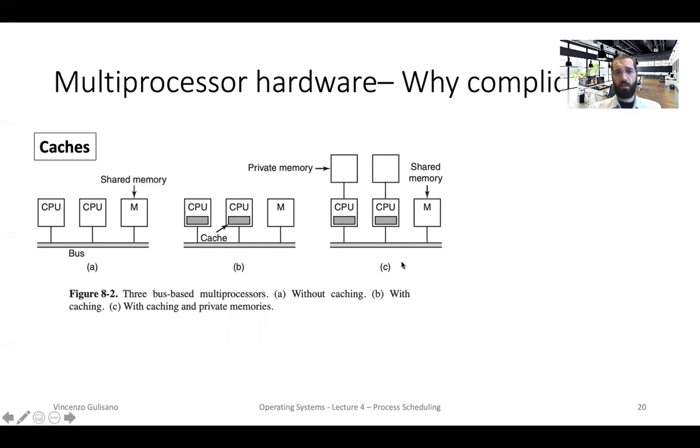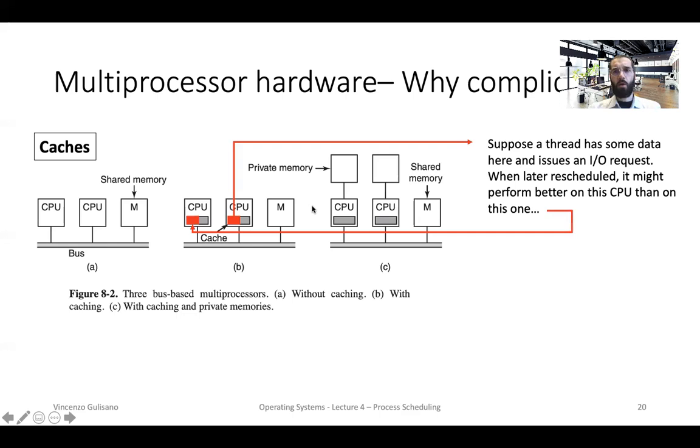But in practice, you can even have something like the third one, which is even more complicated. You have private caches dedicated to different CPUs, and then you also have the shared memory. This is actually how modern architectures look. So if you assume we are in one of these setups, either B or C, you might have a process that is running on this CPU, the second one.